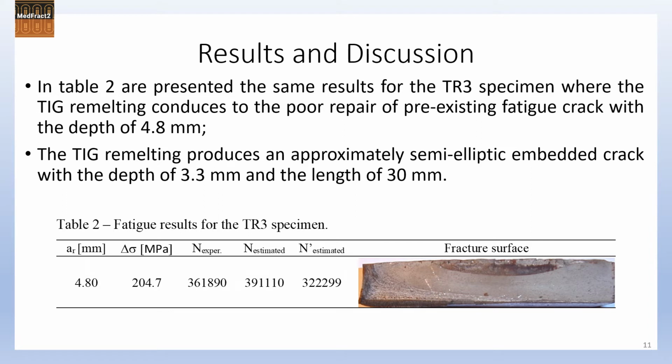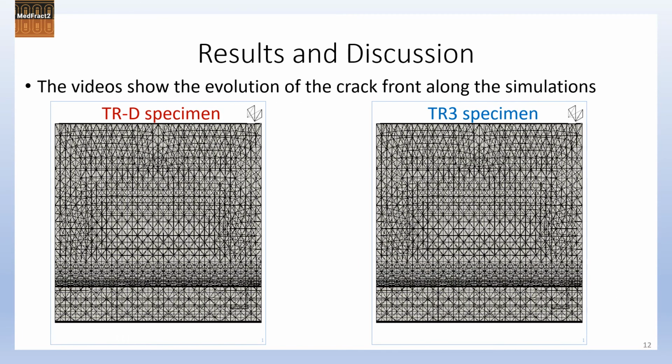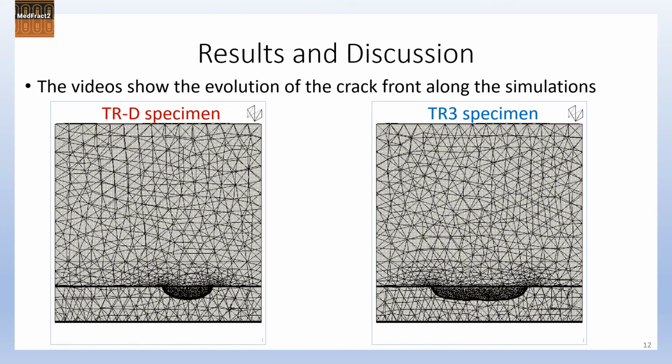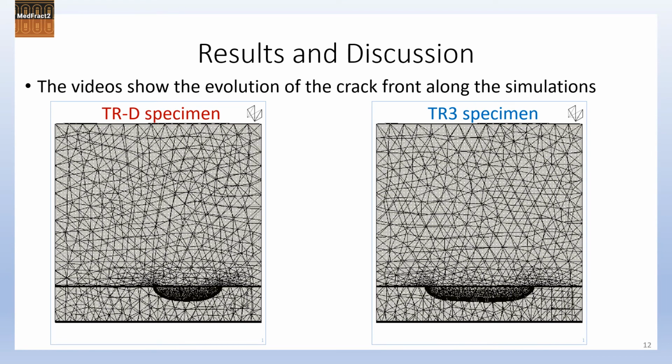In Table 2 are presented the same results for the TR3 specimen, where the TIG remelting conduces to poor repair of pre-existing deeper fatigue crack. The TIG remelting produces an approximately semi-elliptic embedded crack. Here are presented the fatigue results for the TR3 specimen. The video shows the evolution of the crack front along the simulation.